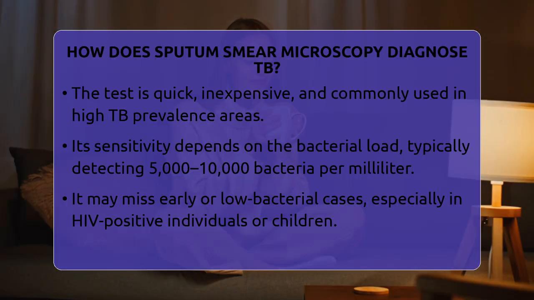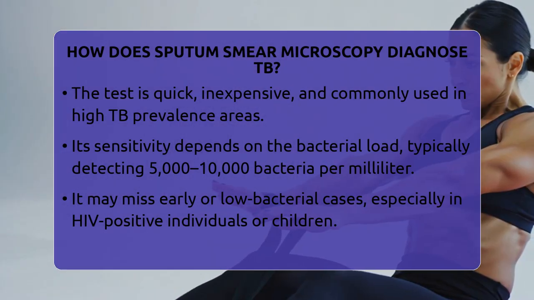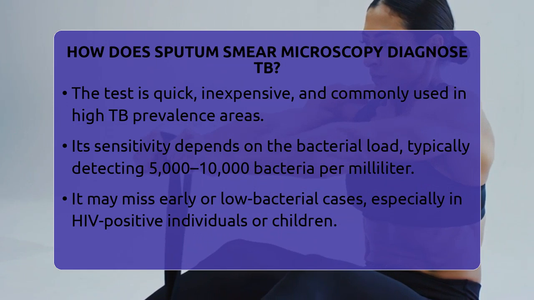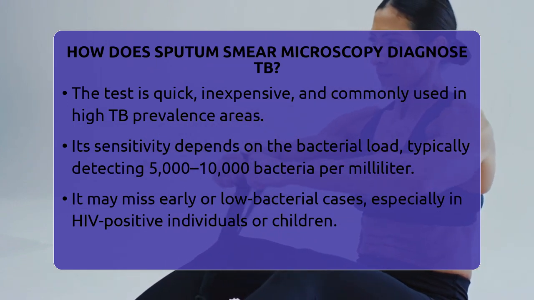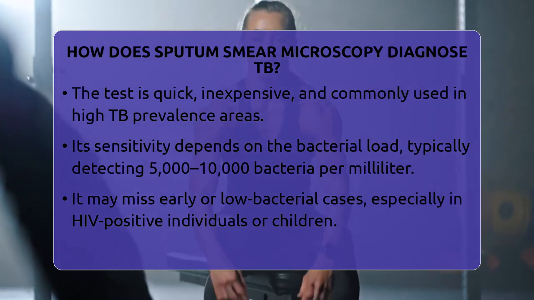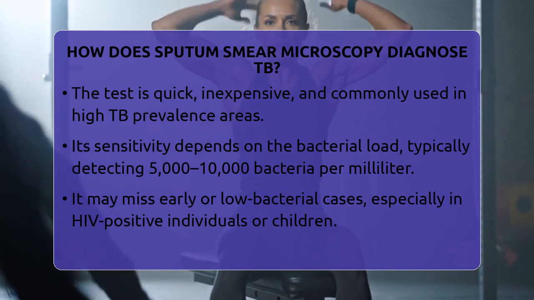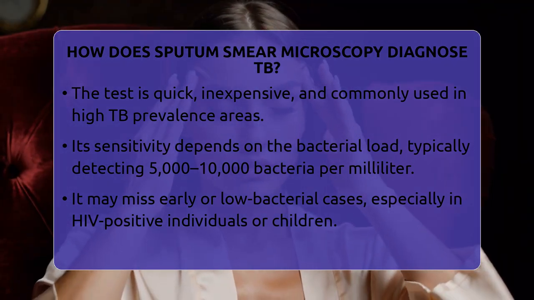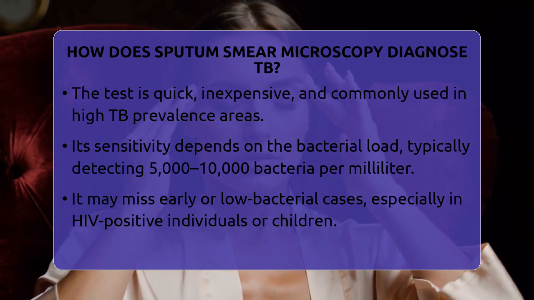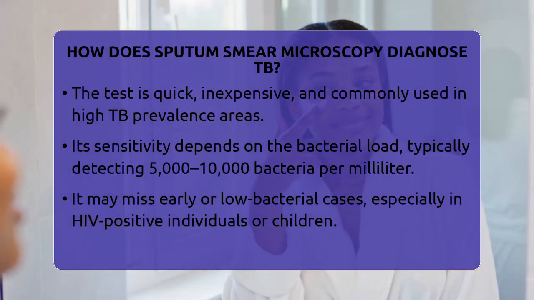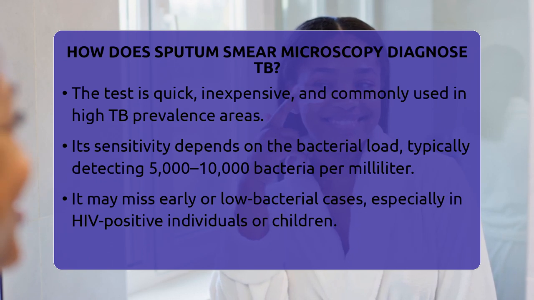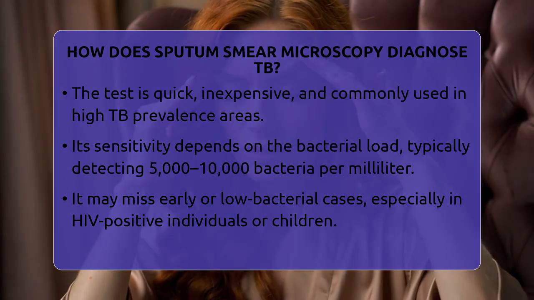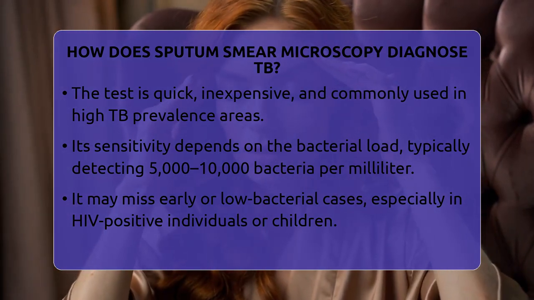To improve detection, health workers often collect multiple samples over consecutive days. The number of bacteria seen in the smear can also give clues about how infectious the person might be. Despite some limitations, sputum smear microscopy remains a vital tool in diagnosing TB because it is accessible and fast. It helps identify the most infectious patients quickly, which is crucial for controlling the spread of the disease.